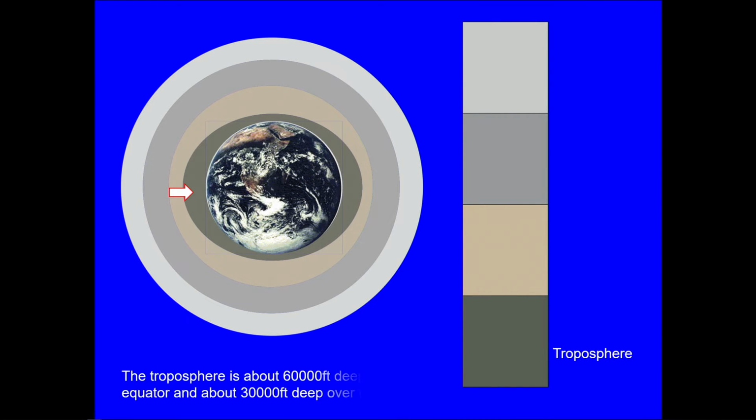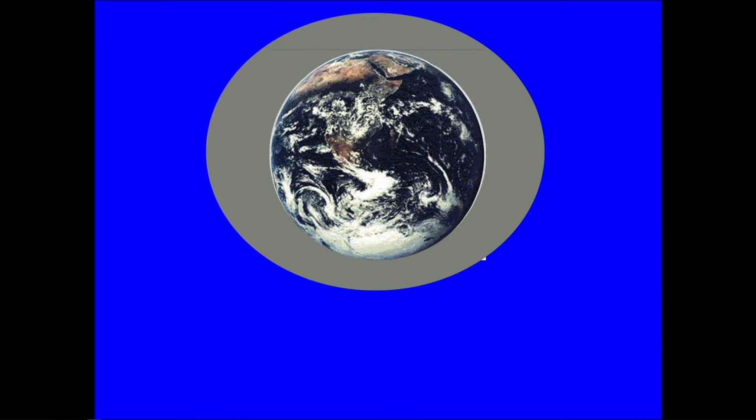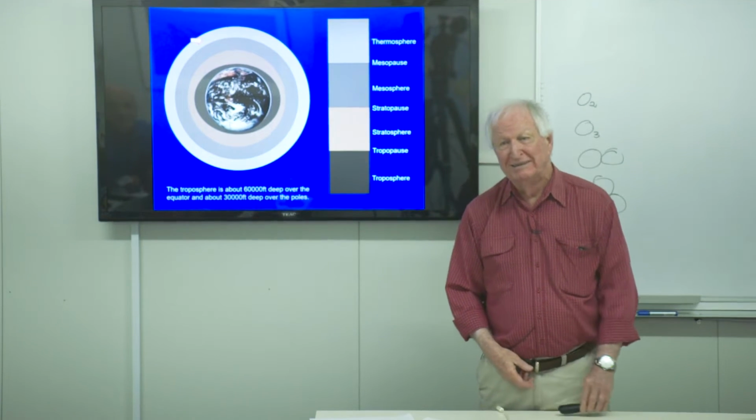And then you have the tropopause, which is the dividing line. Above that we have the stratosphere and the stratopause. But above that still we have other layers with other attributes, called the mesosphere and the mesopause. Then we go above that and we get the thermosphere and the thermopause, and then above that there's the exosphere and the exopause.